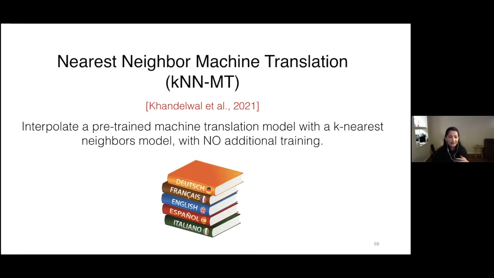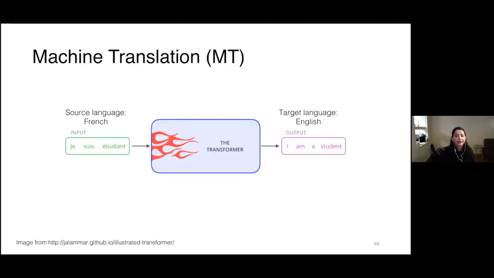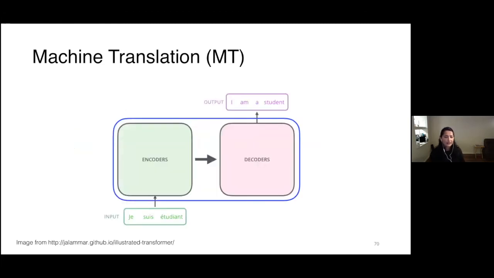Now to better understand how KNN-MT works, let's first take a look at what the base pre-trained MT model looks like. So a machine translation model typically takes as input some sequence in a source language like French, and outputs its translation in some target language like English. And the input is typically processed by an encoder, and the translation is generated by a decoder. Now, the details of the model here aren't too important.